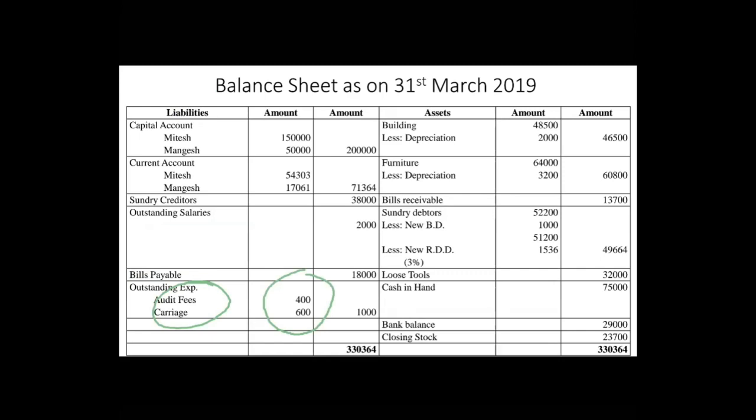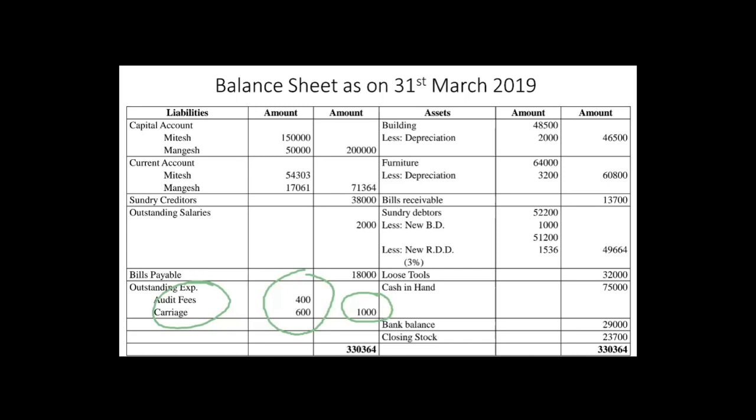Now when you record the amount, be focused that you should record the amount of outstanding, how much is outstanding. Many times students write the total. After adding up, whatever total they write in the second column, they record that amount. You are not supposed to record that amount. You have to record the amount which is there in the adjustment. If there is confusion, go directly to the adjustment: audit fees 400 is given, carriage 600 is given, right? So 400 and 600, it will be 1000. So don't make these silly mistakes in your problem.